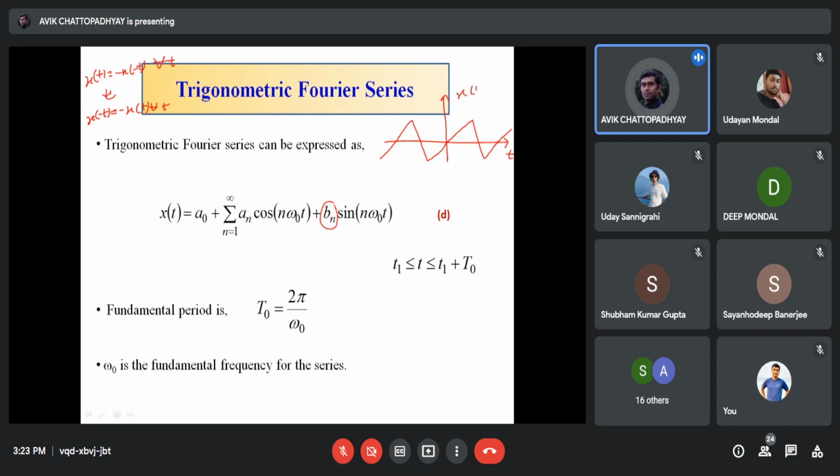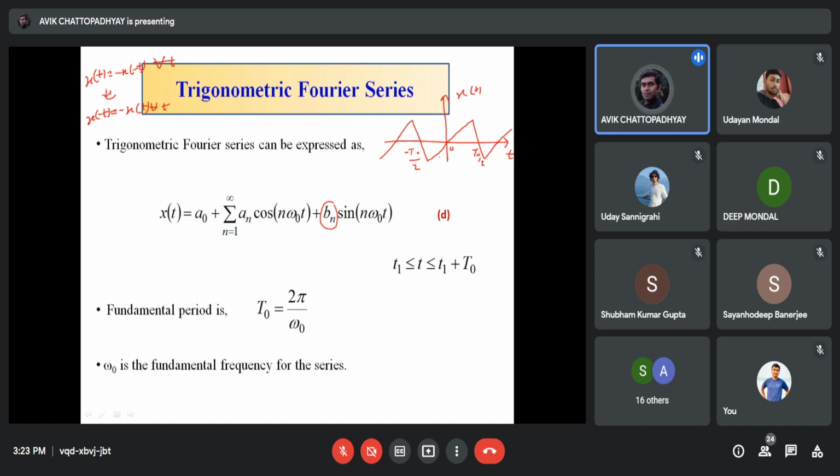x of t. The figure has gone slightly wrong, so please correct it. Okay, t naught by 2, minus t naught by 2. Okay, it is 0 like that.